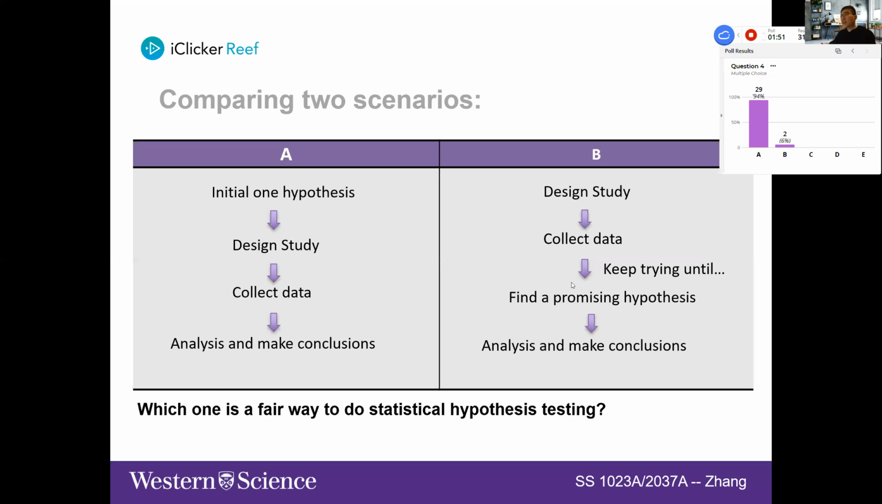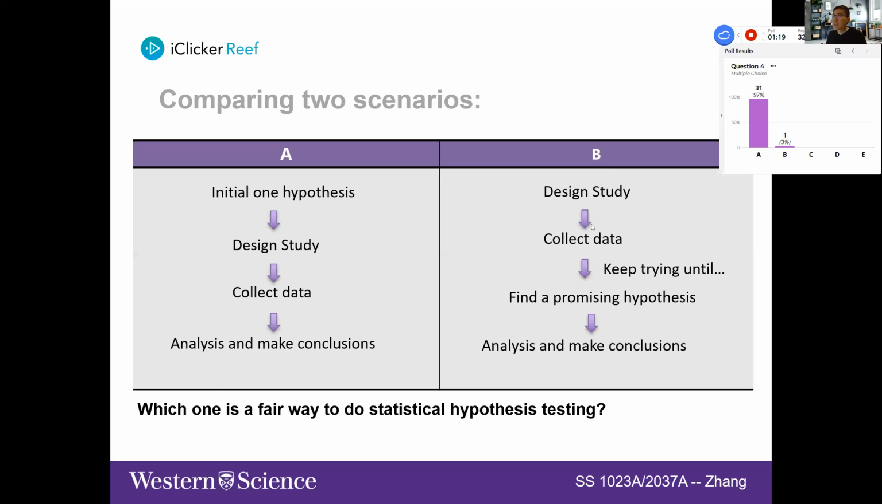So actually, I would agree with the students who choose A. I also believe that A is a more fair way to do hypothesis testing. In fact, B is more like cheating, right? Because for B, we keep trying to find the hypothesis that will draw the conclusion that we want, and that is basically quite similar to cheating.